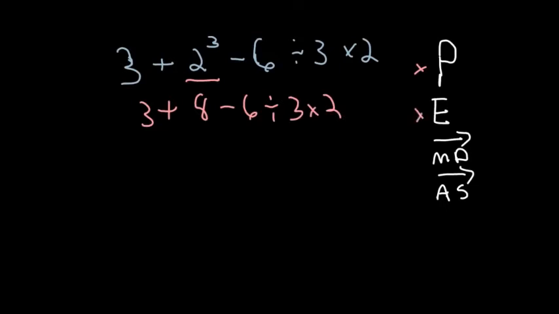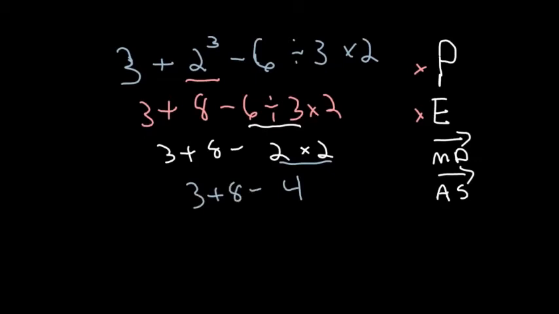So I go to multiplication and division from left to right. Reading this from left to right, the first multiplication or division I get is 6 divided by 3. So 6 divided by 3 is 2. So I got 3 plus 8 minus 2 times 2. I keep working my multiplication division left to right. The next multiplication I have is 2 times 2, which is 4. So now I have 3 plus 8 minus 4.